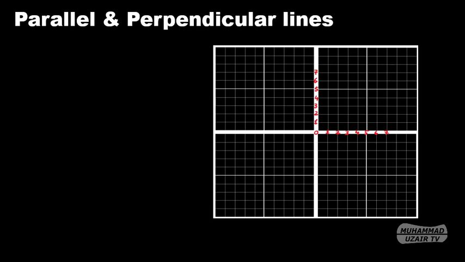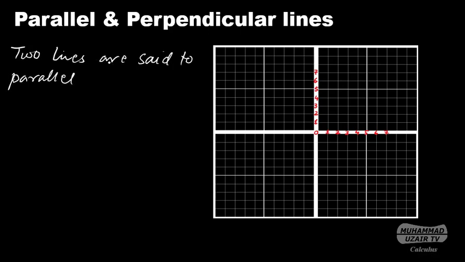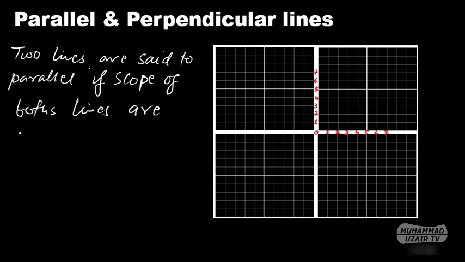Now, what are parallel lines? Two lines are said to be parallel if the slopes of both lines are equal.